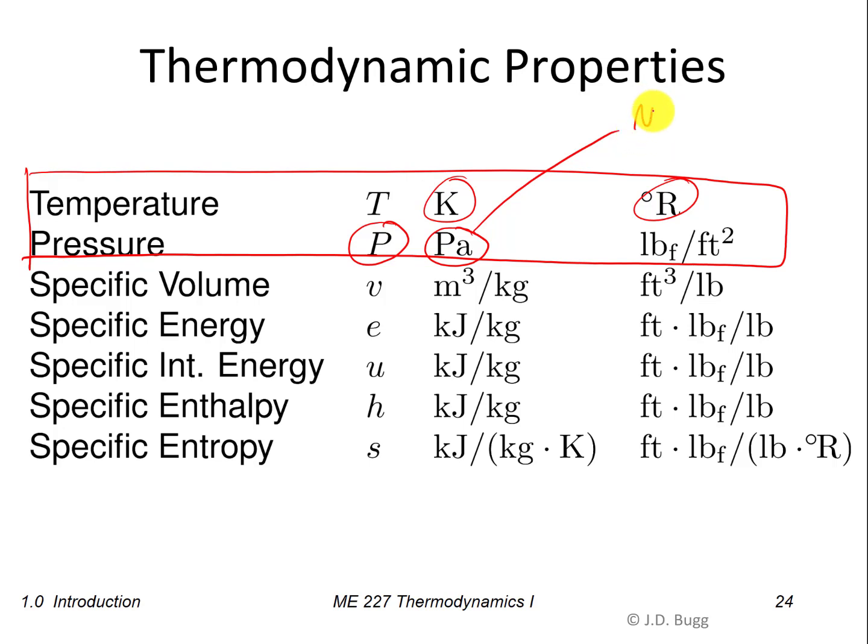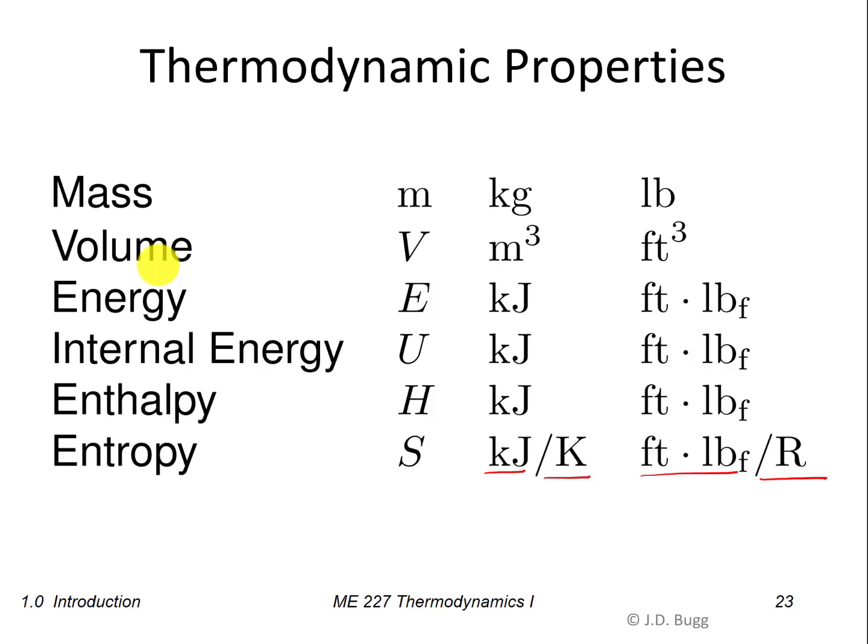Now a pascal is a Newton per meter squared, and the units of pressure in English engineering units is pound force per foot squared, so force per unit area, the same as in SI. So those are two new properties, new meaning they weren't on the previous slide. Now the next 5 properties, if you look at the previous slide, you may notice that these 5 properties were also on the previous slide.